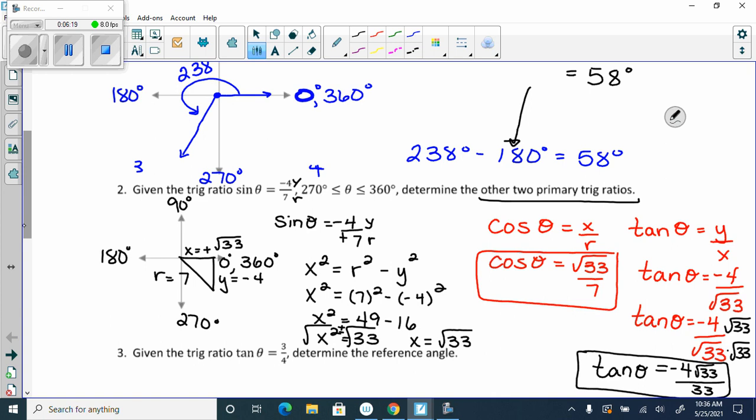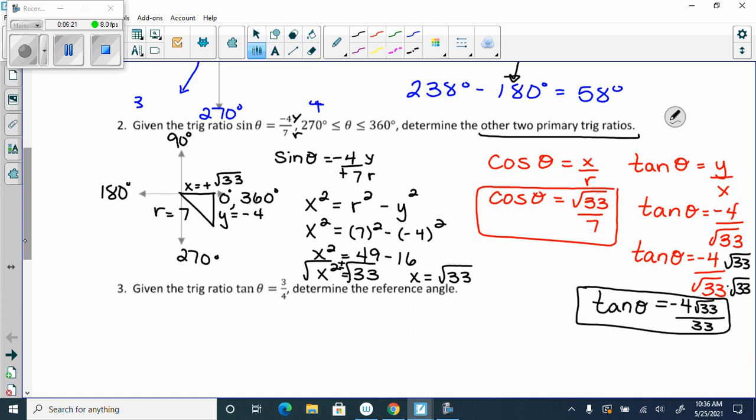Then here's the same looking question, totally different. So I put these side by side so you can compare them, so that you can see the difference in how it can be asked. So it says, given the trig ratio tan 3/4, determine the reference angle. Do I want the other trig ratios? Do I need to draw the triangle and find the third side? No. Some people will ask me, well, which quadrant is it in? It doesn't matter. I just want the reference angle.